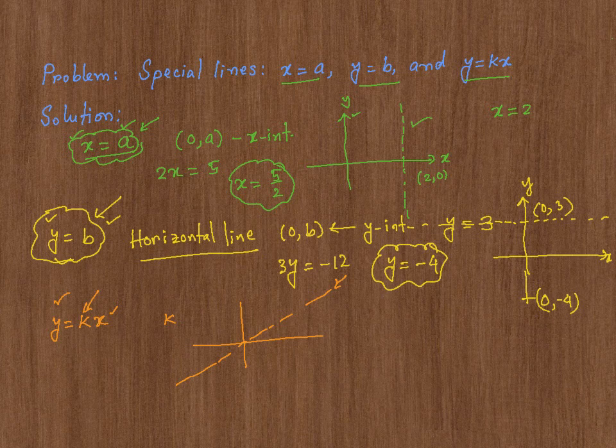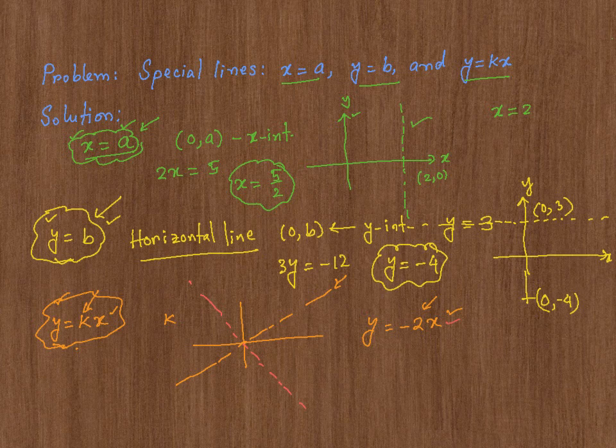Any equation that can be expressed in this form is going to go through the origin. So let's give you an equation, y is equal to -2x. This is an equation that goes through the origin and has a slope of -2. So let me just try to draw it. It's probably going to look something like this. Slope -2.